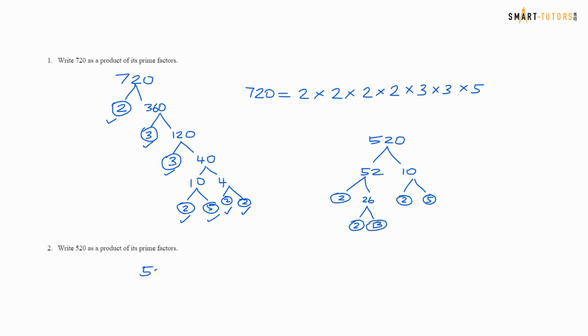So 520 equals 2 times 2 times 2 times 5 times 13. So 2 times 2 is 4, 4 times 2 is 8, 8 times 5 is 40, 40 times 13 is 520. So that is the product of prime factors. If you like, you can write it with powers: 2 to the power 3 times 5 times 13. That is the answer for question number 2.